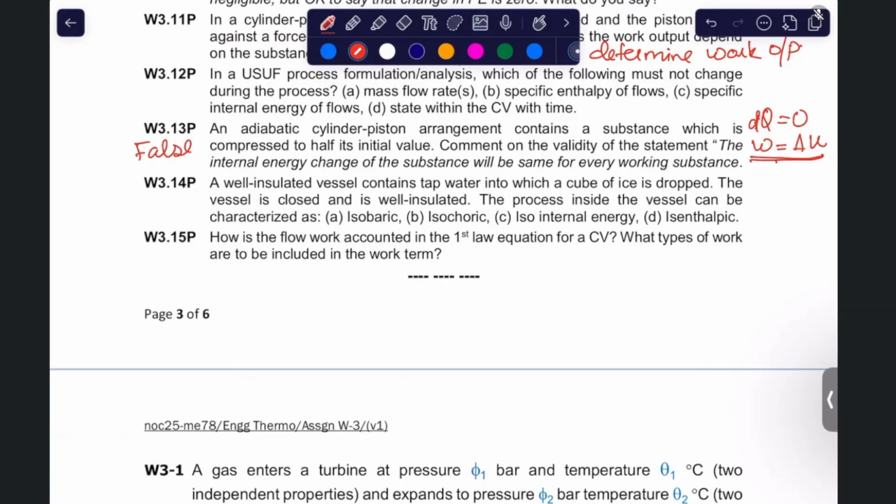It is not the same for every working substance.